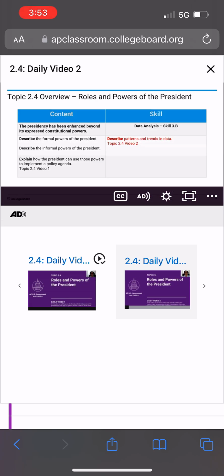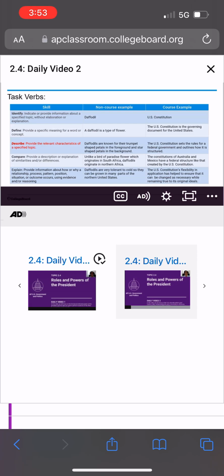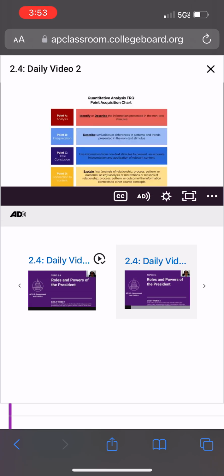We are with skill 3B, describe patterns and trends in data. And I've got the describe highlighted as our task verb. This is a chart. It's a flow chart essentially that's telling you how you earn the points on the quantitative analysis FRQ. We'll come back to this a number of times, but it is just showing you how you would go about ensuring that you have completed each of the tasks in order to earn all of the points for the FRQ.